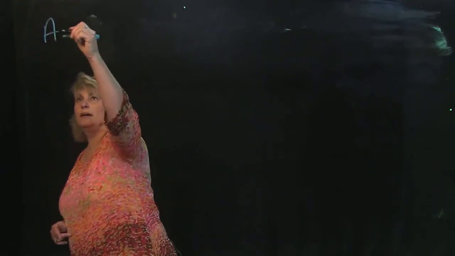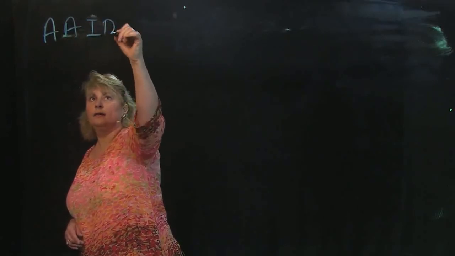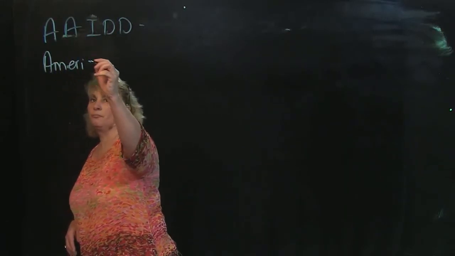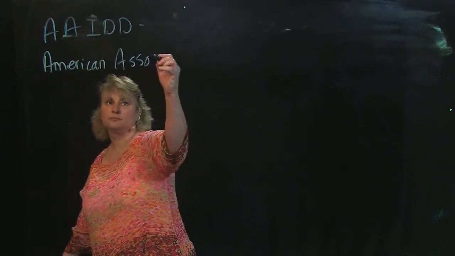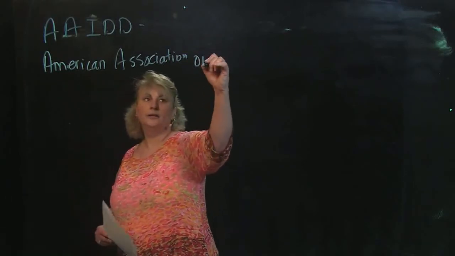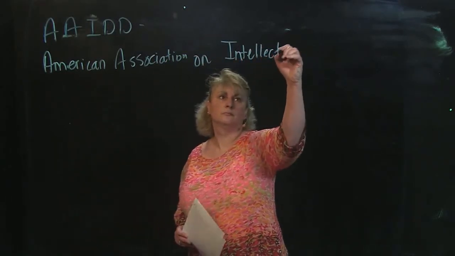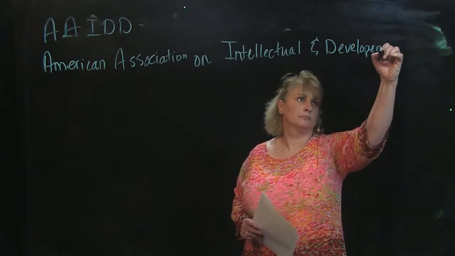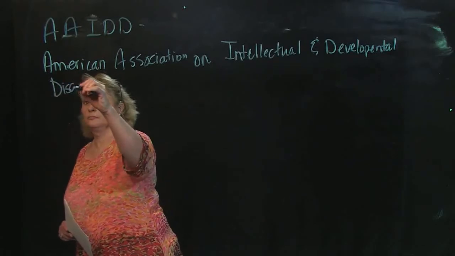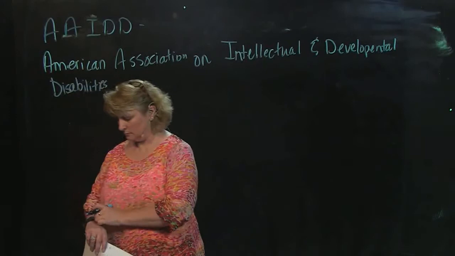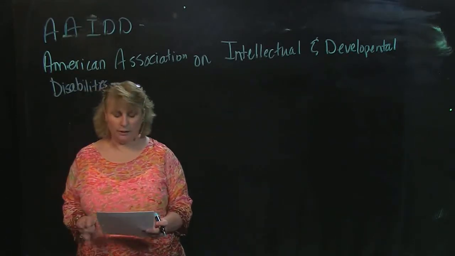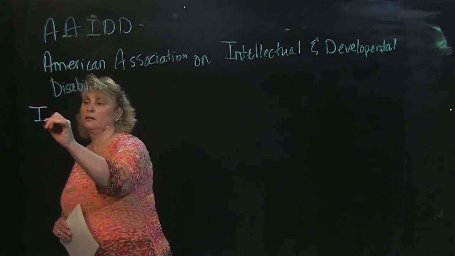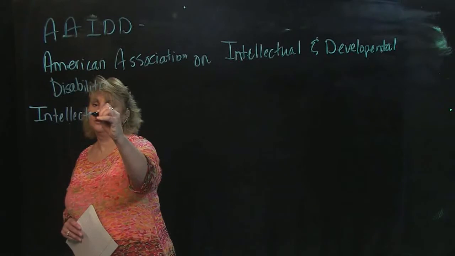Our next one is AAIDD. I know, we have a lot of letters. So, American Association on Intellectual Developmental Disabilities. So, what this was talking about is intellectual disabilities. We no longer call them mentally retarded. We are now calling it intellectual disabilities.